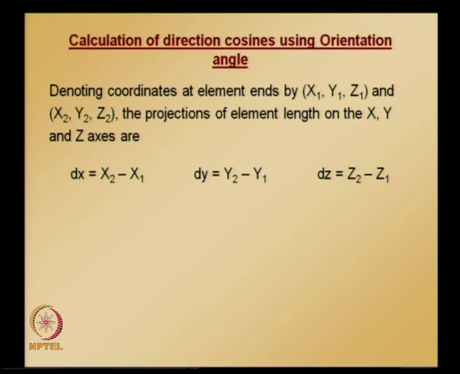I am taking a 2 node space frame element. Let the coordinates at the element ends be denoted by capital X, capital Y, capital Z, that is, we are expressing the coordinates in the global coordinate system. One end has coordinates X1, Y1, Z1, and the other end has coordinates X2, Y2, Z2. The projections of the element length on the capital X, Y, Z axes, which you are already familiar with, are dx, equal to the difference between the x coordinates of the 2 ends, and similarly dy and dz. Once we know dx, dy, dz, we can calculate the length of this space frame element.